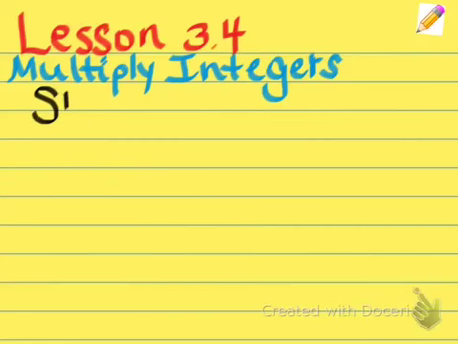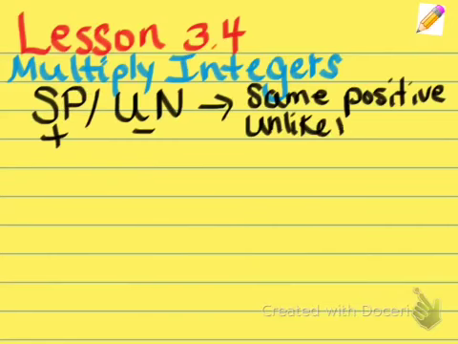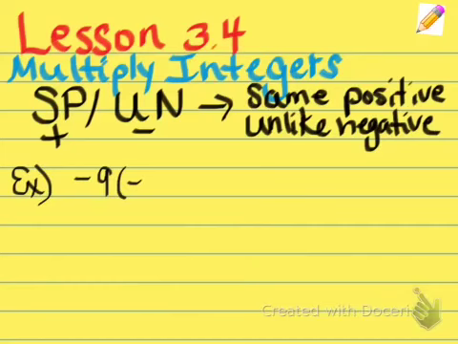And now we're on lesson 3-4, multiplying integers, and the rule for multiplying and dividing integers is the same, and it's SPUN. Same sign positive, unlike signs negative. Alright, some examples here. A negative 9 times a negative 9, two negatives in this case make a positive answer.